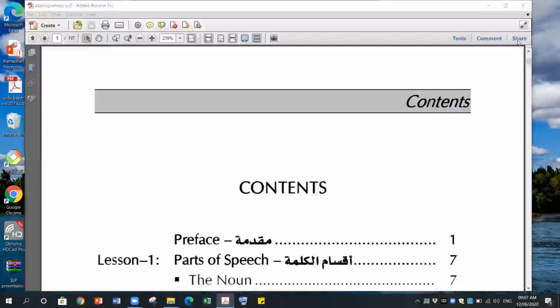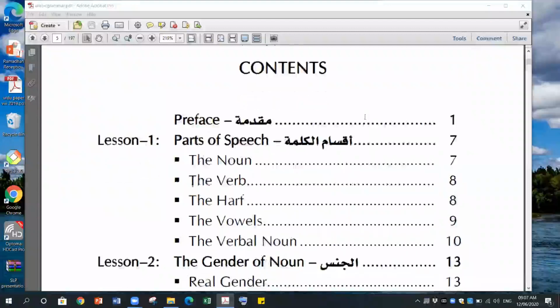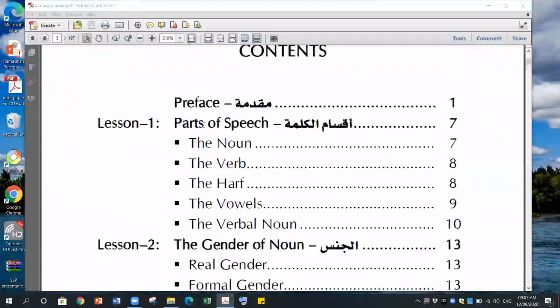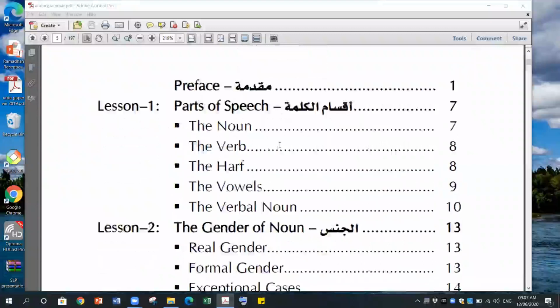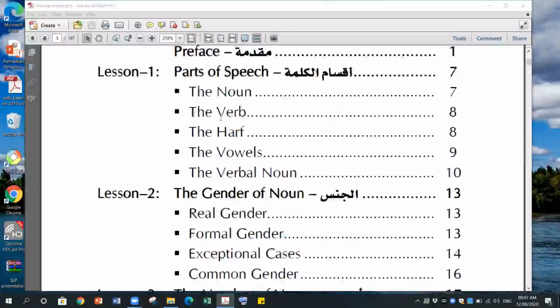Today, inshallah, we are starting the new topic, that is verb, right? But before that, I just want to have a quick review with you that what we had done by now. Lesson number 1 was about parts of speech. Aqsamul kalima. Kalima is a speech, a word or a sentence, right? So we discussed that there are nouns, verbs, and harf. These are the three, and then there are some vowels, verbal nouns also.